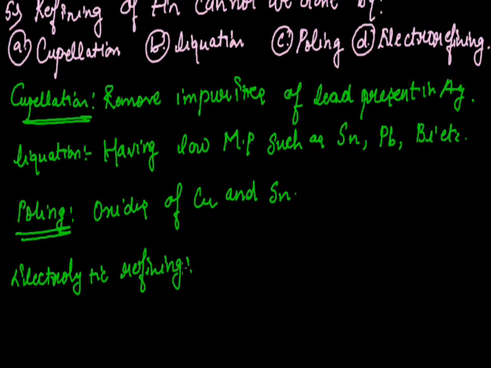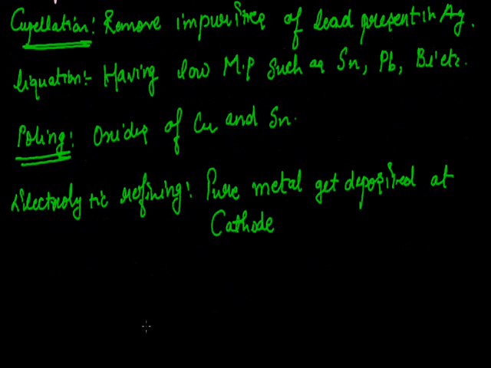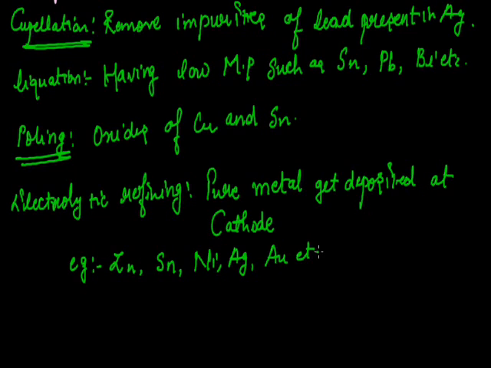Then lastly is the electrolytic refining. This electrolytic refining is based upon the phenomenon of electrolysis. Here the pure metal gets deposited at the cathode. It is generally used for metals which are moderately reactive or less reactive. So tin comes under the moderately reactive metals. Certain examples are zinc, tin, nickel, silver, gold, etc.